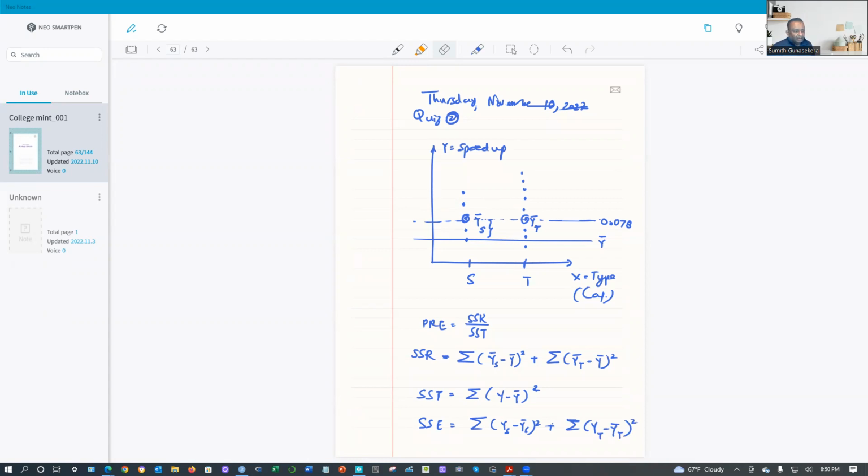So the total would be y minus y bar, y minus y bar, y minus y bar, and then sum them up. That's the total. Error would be y minus their own mean. Regression is the sum of squares of the group mean to the grand y bar.